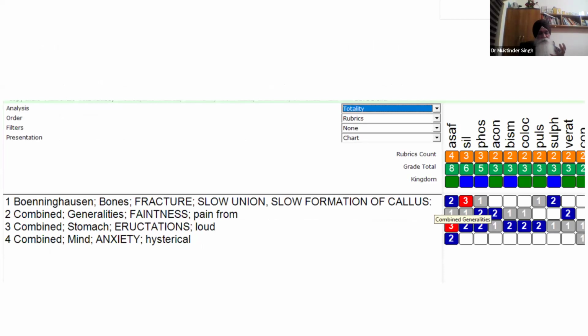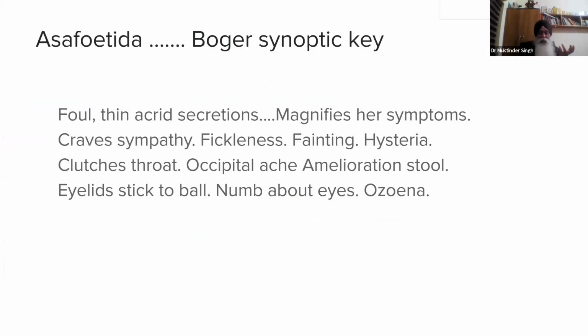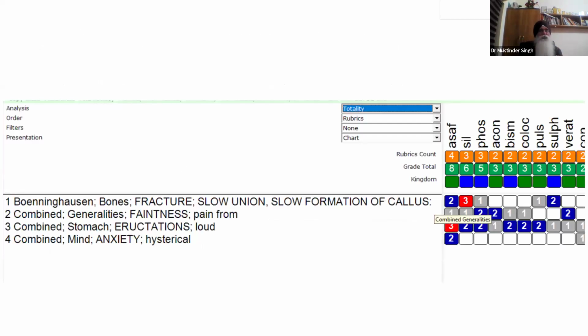So when I worked this out with the repertory, for non-healing of fracture, faintness from the pain, loud eructation, and hysterical anxiety, the only remedy which came out was Asafoetida. It was strange, but I applied this remedy. I gave them this remedy, and to my surprise, within 3 days, they said that now she is not fainting anymore. And within 3 weeks, the fracture which was not healing for a year healed. So that is the beauty of homeopathy.